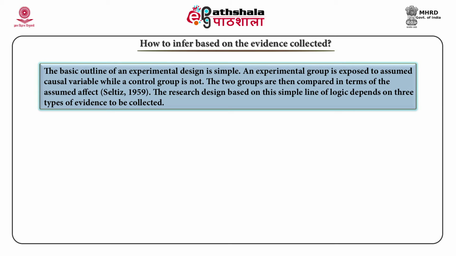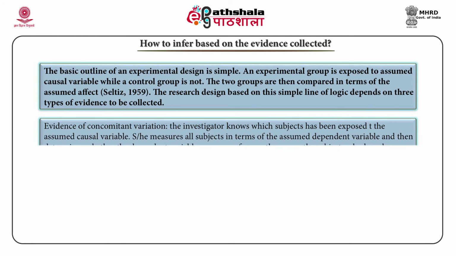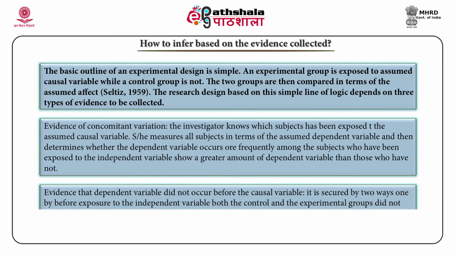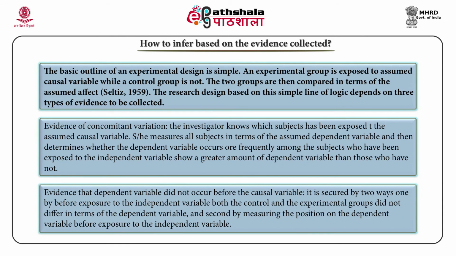The research design based on this simple line of logic depends on three types of evidence to be collected, and on how to infer based on the evidence collected. Evidence of concomitant variation: the investigator knows which subjects have been exposed to the assumed causal variable. He or she measures all subjects in terms of the assumed dependent variable and then determines whether the dependent variable occurs more frequently among the subjects who have been exposed to the independent variable, that is, whether they show a greater amount of the dependent variable than those who have not. Evidence that the dependent variable did not occur before the causal variable.